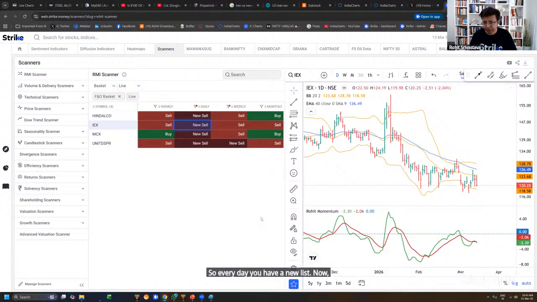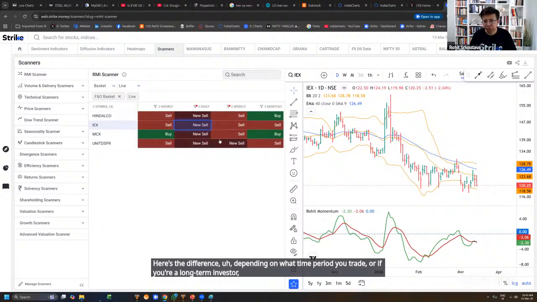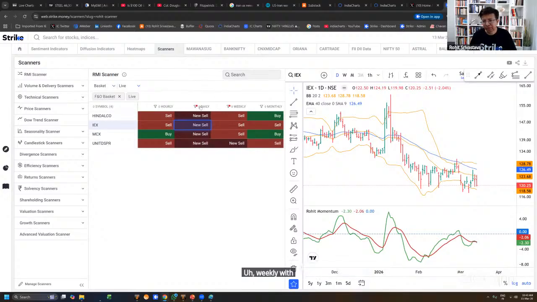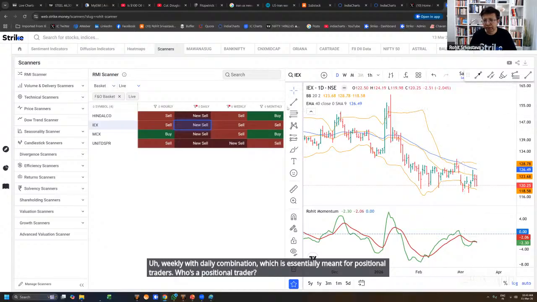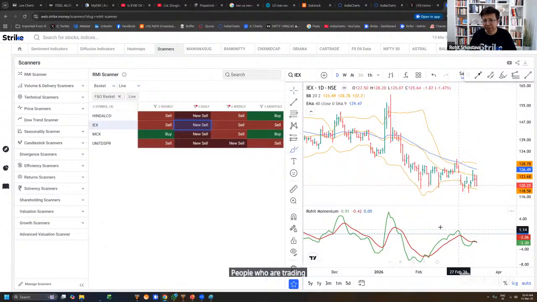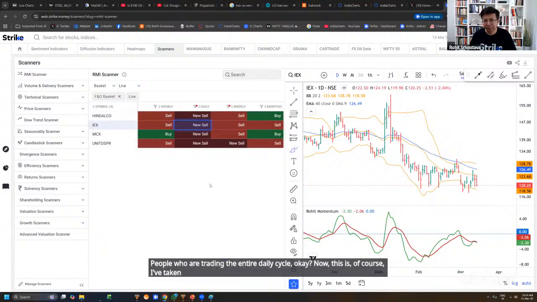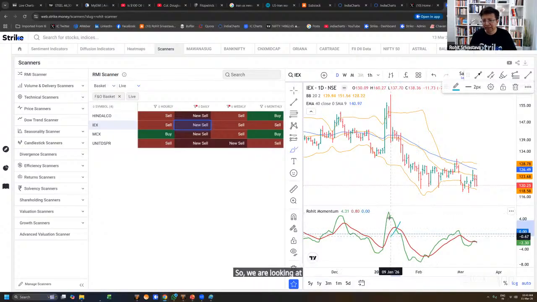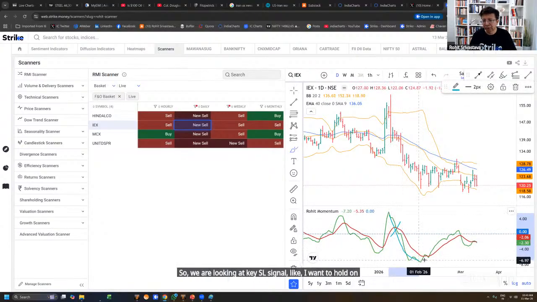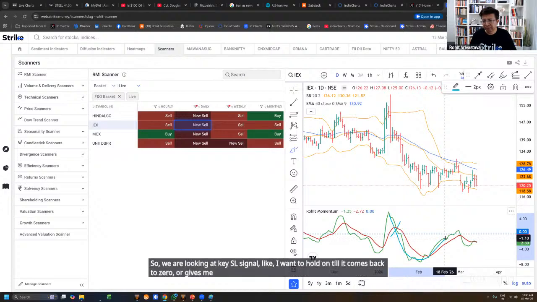Now, here's the difference. It depends on what time period you trade, or if you're a long-term investor. Right now I've given you weekly with daily combination, which is essentially meant for positional traders. Who's a positional trader? People who are trading the entire daily cycle. Of course, I've taken a sell example. We could take a buy example, but it's a falling market, so I took a sell, but we'll try that also. So we are looking at a key sell signal. I want to hold on till it comes back to zero or gives me a trend reversal signal.